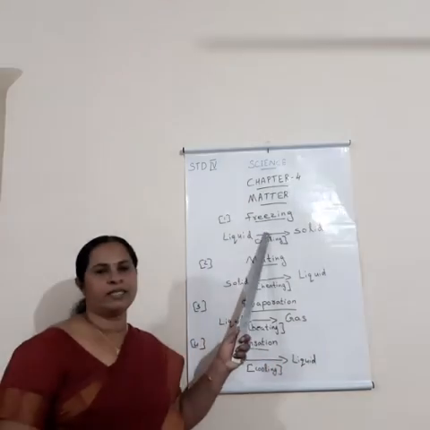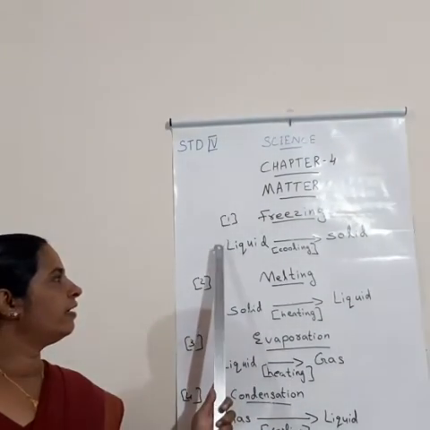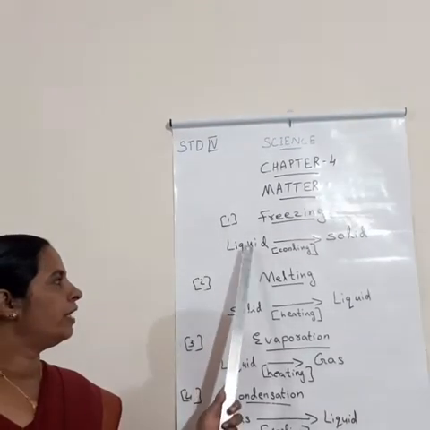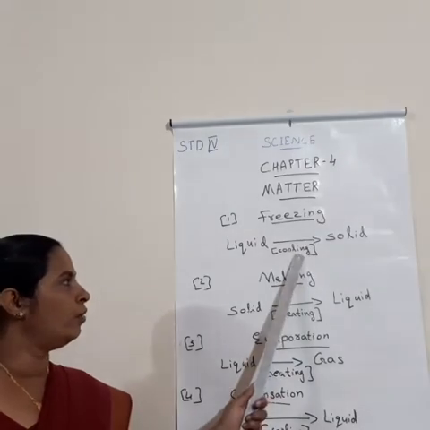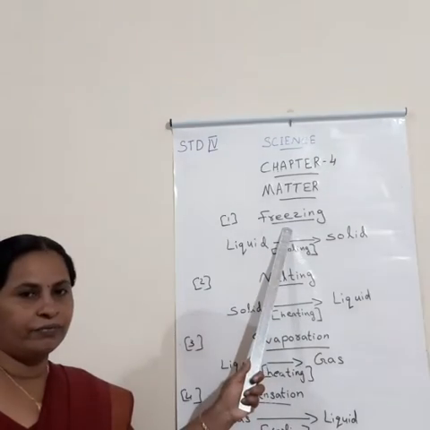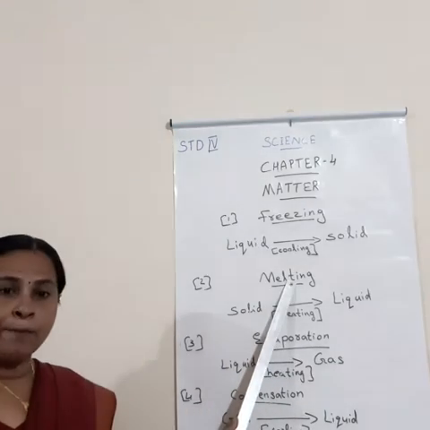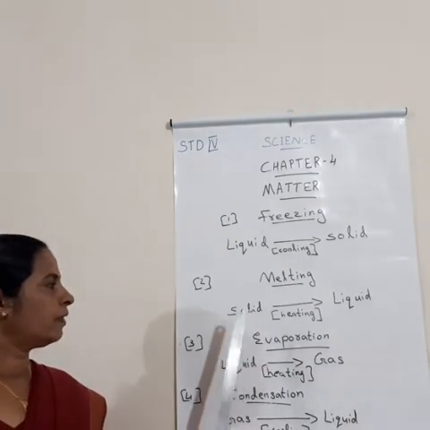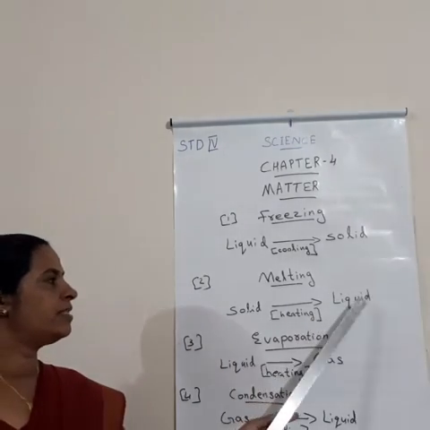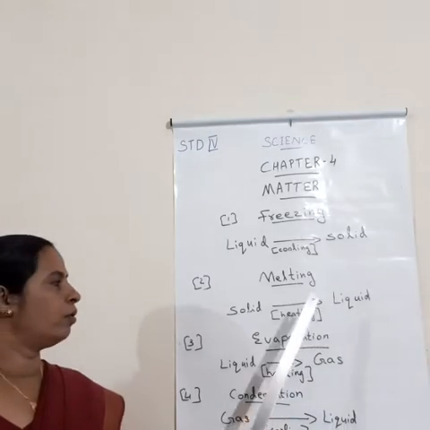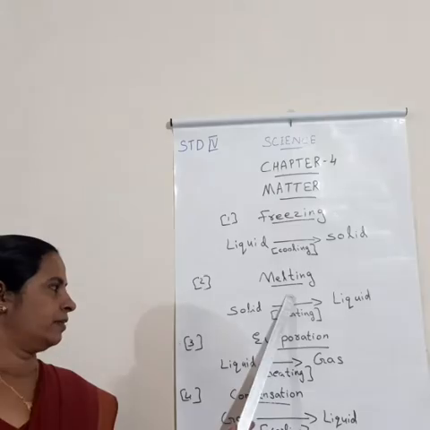So the first process is freezing. What is freezing? The process by which a liquid changes into a solid on cooling is called freezing. The next process is melting. The process by which a solid changes into a liquid on heating is called melting.